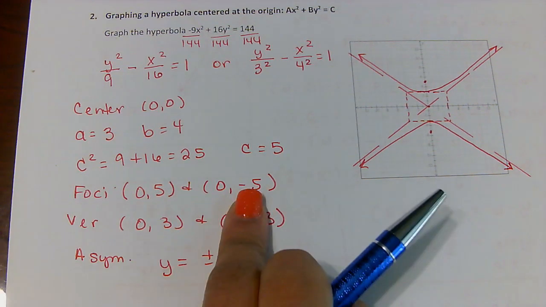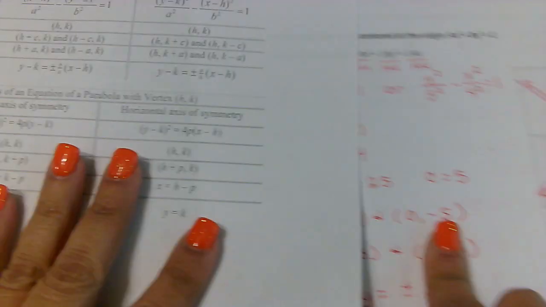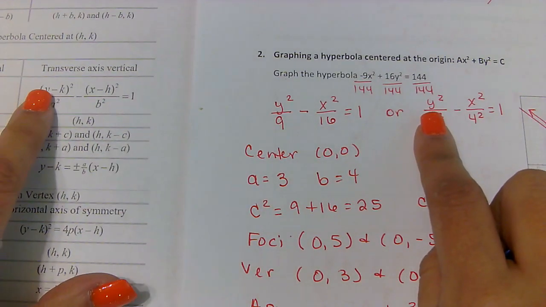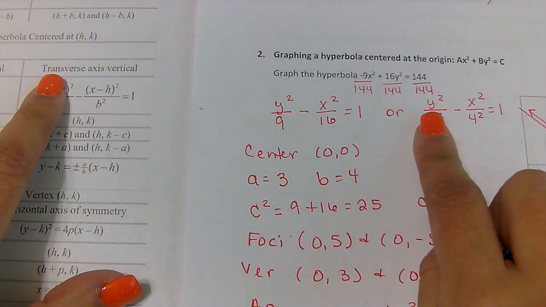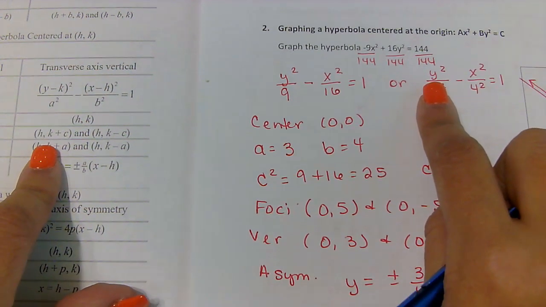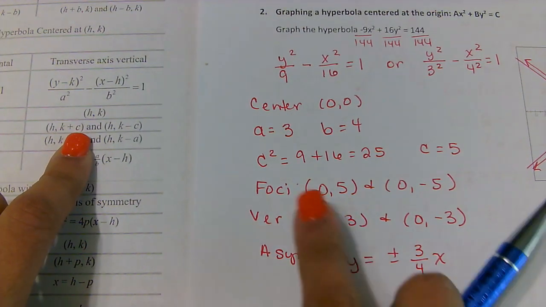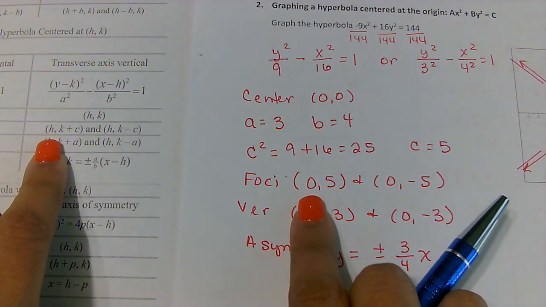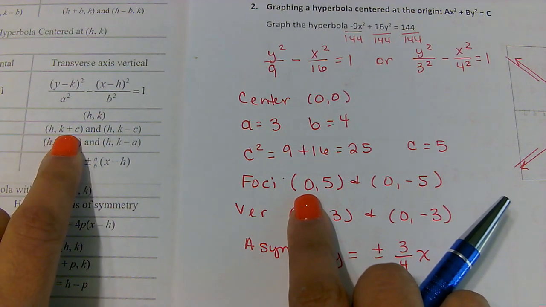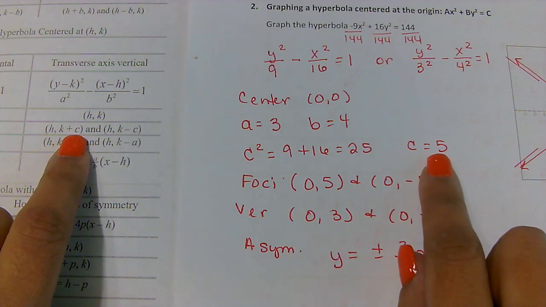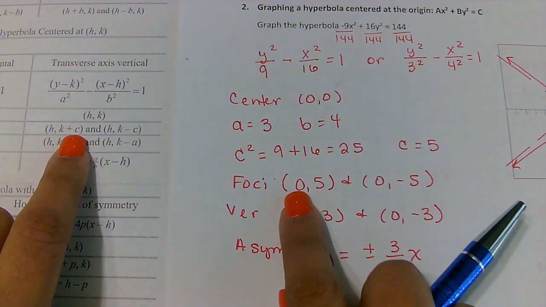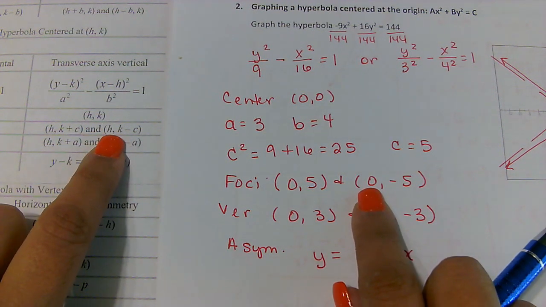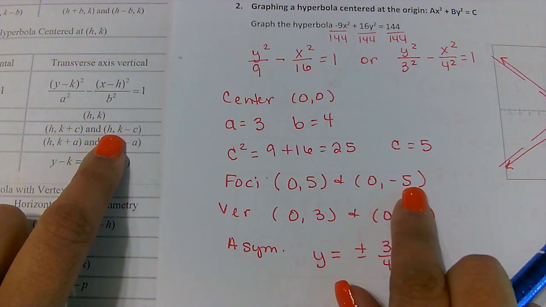We can find our foci now by using these equations. Since our y is first, we're still using our transverse axis that is vertical. This is the equation for our foci, so let's go ahead and start with that one first. H is going to be 0, K is 0, plus C. Since C is 5, I have one foci at 0, 5. The other one is going to be at 0, negative 5.